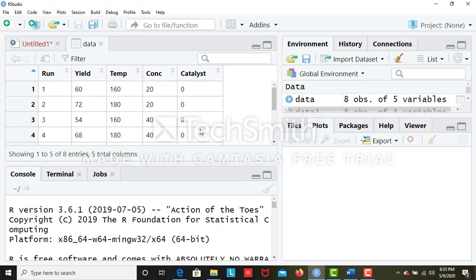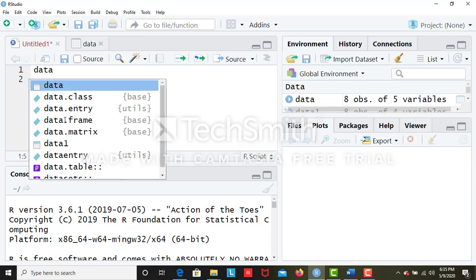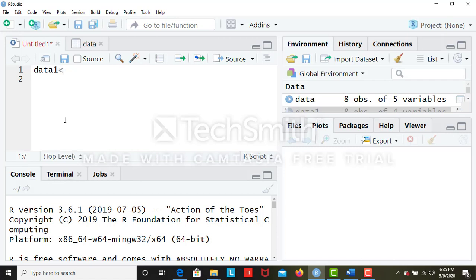So we're going to quickly get rid of this variable run. We need to get rid of that. I'm going to call my new data set data1, and then I want to get rid of the data of the first column there. So I run this code here.